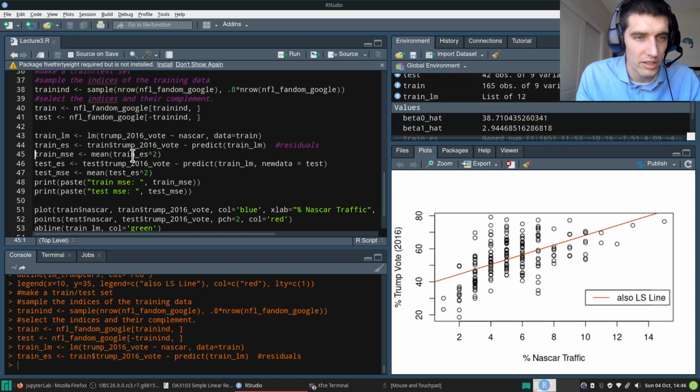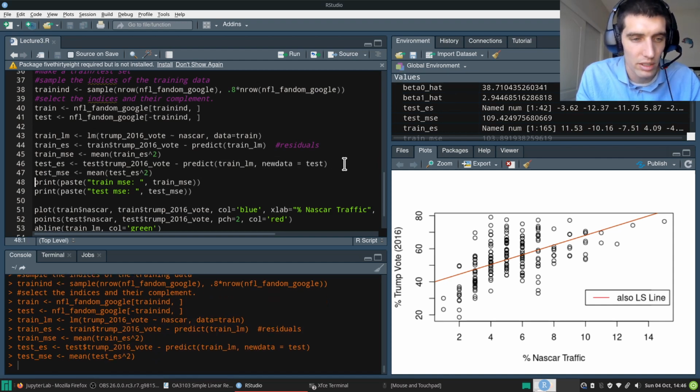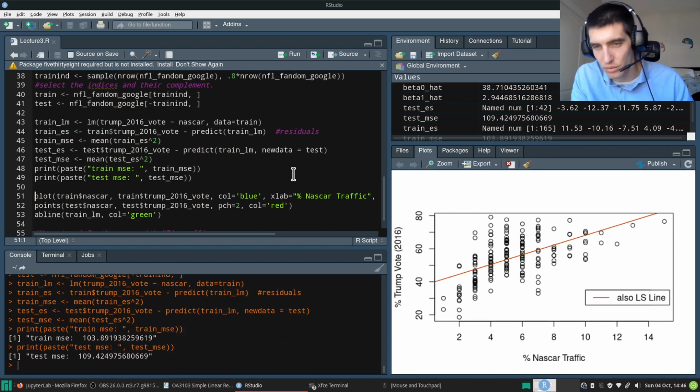So by training e's here I mean training residuals. Mean squared error is the mean of the squared residuals. And then I'm going to do exactly the same thing for the testing residuals. So here I have the testing residuals. Instead of just being able to run predict, I have to tell predict, hey, don't predict based on what you used to build the model. Here's the new data, the testing data. This is data that was not used to build the model. I get a training mean squared error and a testing mean squared error.